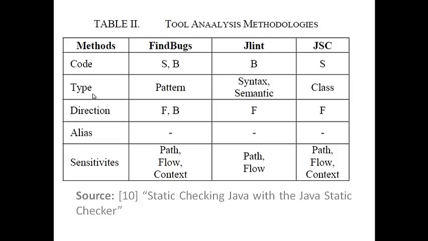Fourth row, alias, talks about the references that are coming from the same location in the memory. All three tools don't use alias. Fifth row, sensitivities. This row talks about data flow sensitivities. Both FindBugs and JSC use path, flow and context data flow sensitivities, while JLint uses path and flow data flow sensitivities.